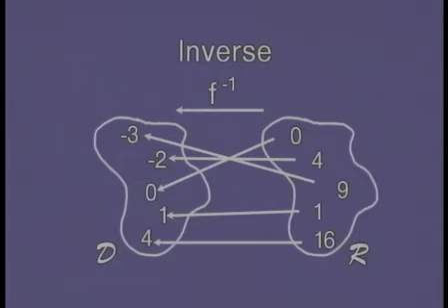And notice the numbers are the same as before, except now instead of going from -3 to 9, the arrow, curved line, I guess you call it, is going from 9 to -3. And in fact, the arrow beneath f inverse is going from right to left. And the reason for that is the inverse function takes us from the range to the domain.